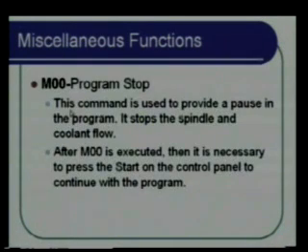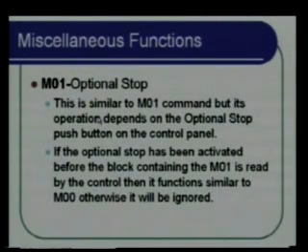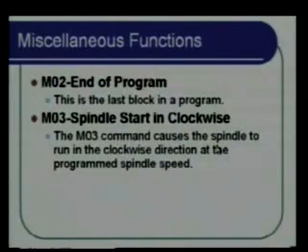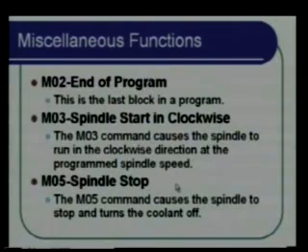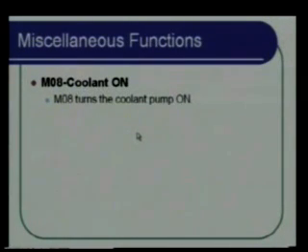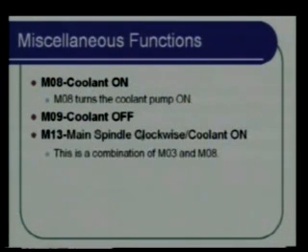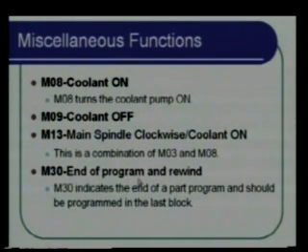Then the miscellaneous functions that are used are again similar. M00 program stop, M01 optional stop, M02 end of program, M03 spindle start in the clockwise direction, M05 spindle stop, M08 coolant on, and M09 coolant off. So these are same as the way that we use in the milling machines or machining center programming. So there is no difference in terms of the miscellaneous codes. M13, M14 are the same. Similarly M30. So codes remain more or less the same.